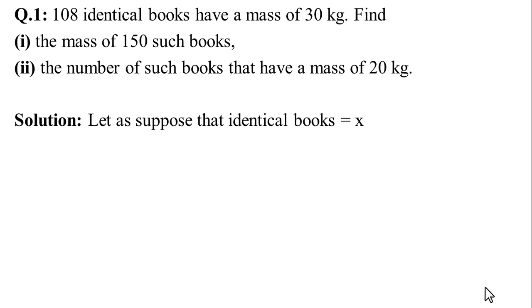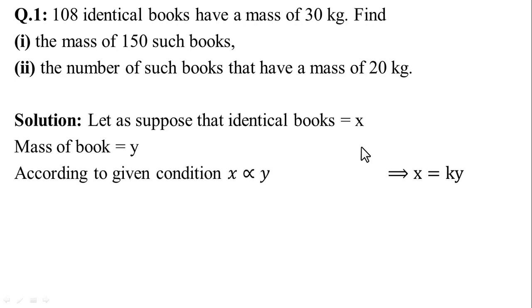Let us suppose that identical books is equal to x and the mass of books is equal to y. According to the given condition, both are in direct proportion, so x is directly proportional to y. This implies that x is equal to ky. When we remove the proportionality sign, then we use a constant. Here we use a constant k. So x is equal to ky.